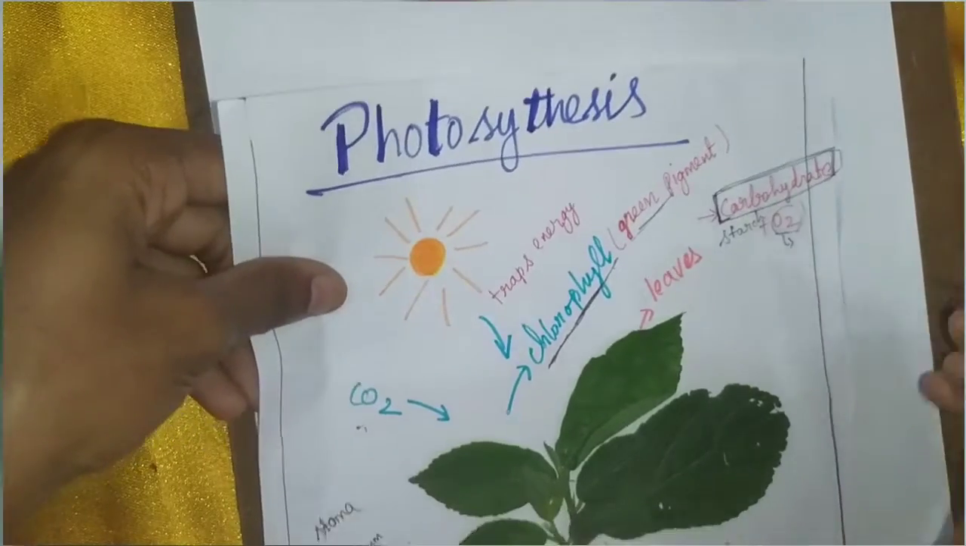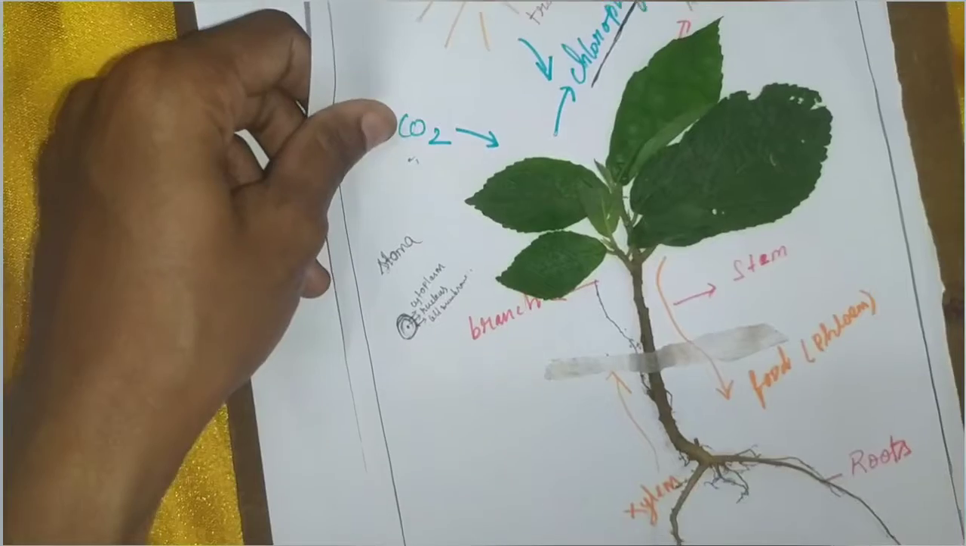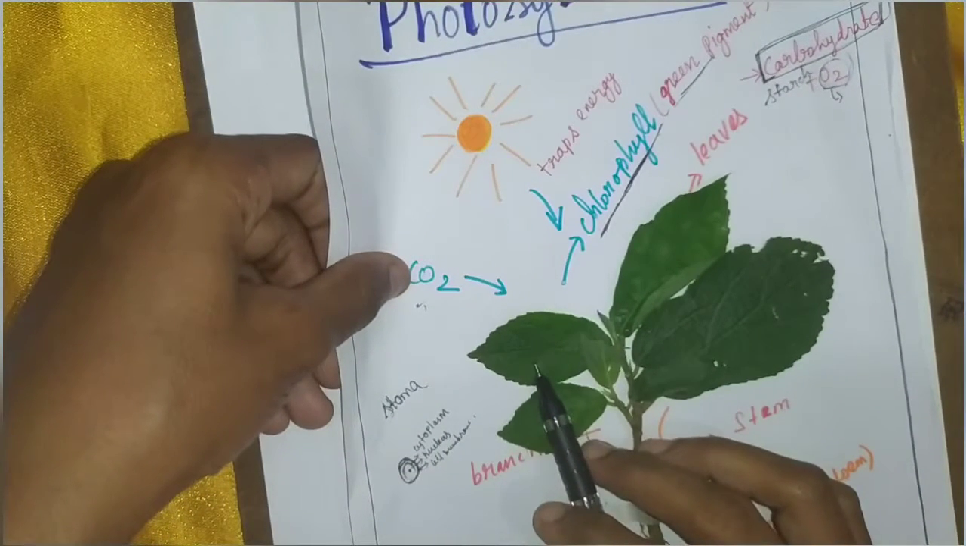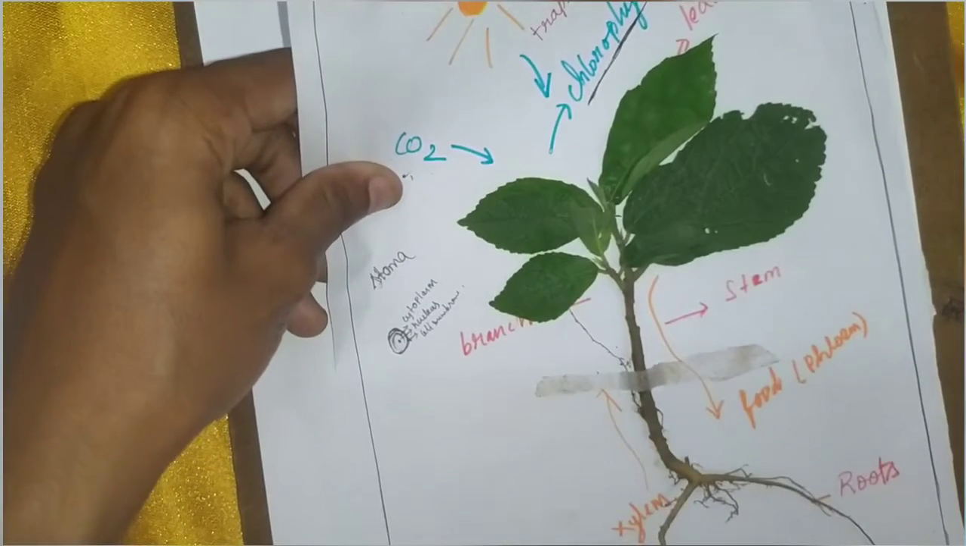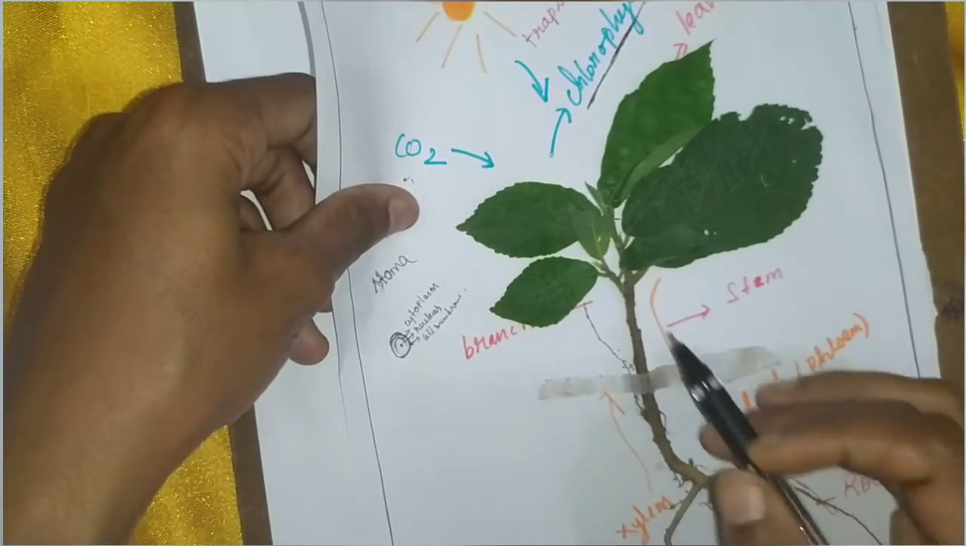What are the materials needed for the photosynthesis process? Carbon dioxide, water and minerals. How is carbon dioxide entering into the leaf? Through stomata. How are water and minerals reaching the leaf? Through the roots, that is by the xylem vessels.